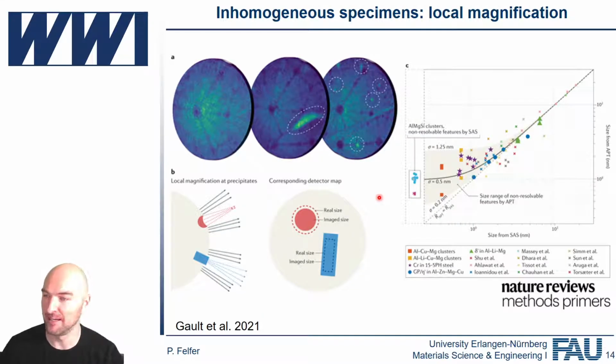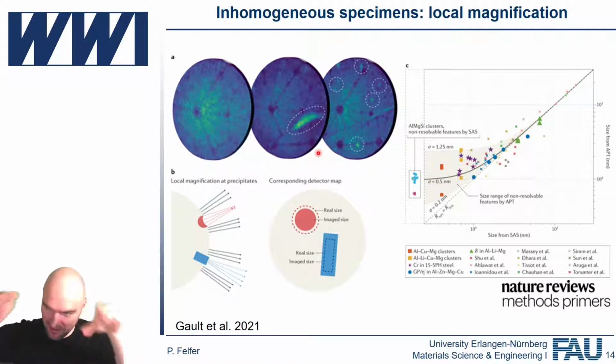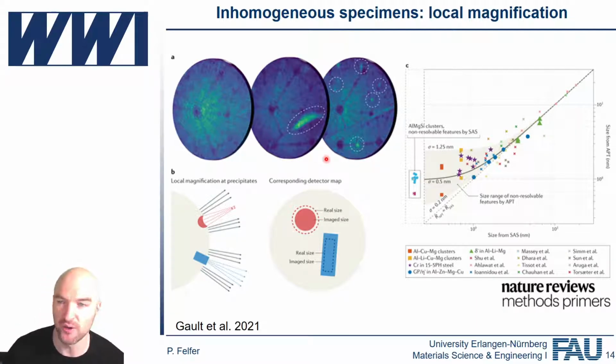Okay, so up to now, the assumption was that the evaporation field is sort of a constant across our sample. This is never really the case, because if atoms sit at ledges of atomic steps, then they have a different bonding energy than a single atom just sitting on top of a free surface. So that's already not true.